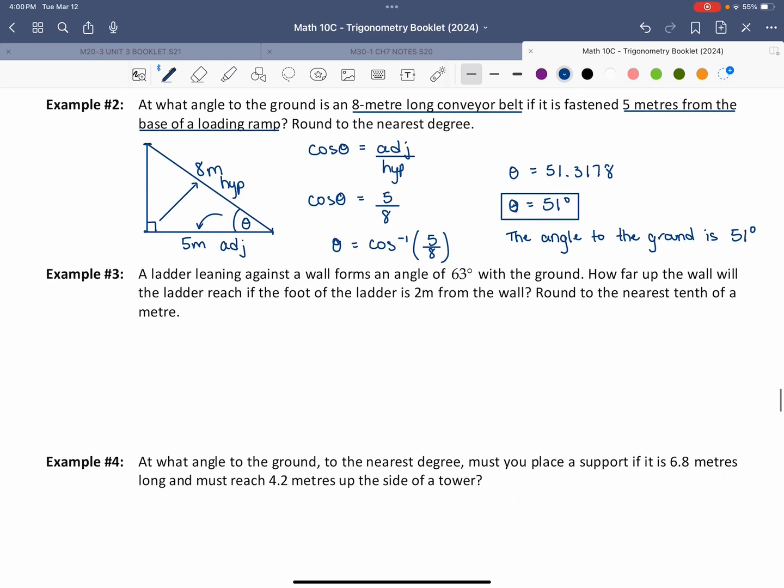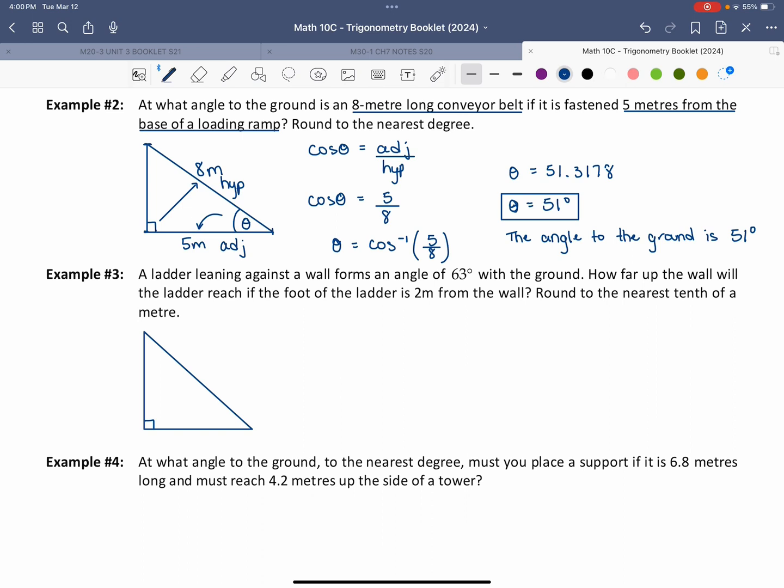Next, a ladder leaning against the wall forms an angle of 63 degrees with the ground. How far up the wall will the ladder reach if the foot of the ladder is 2 meters from the wall? Round to the nearest tenth of a meter. So start by drawing a right triangle. And then labeling our information.